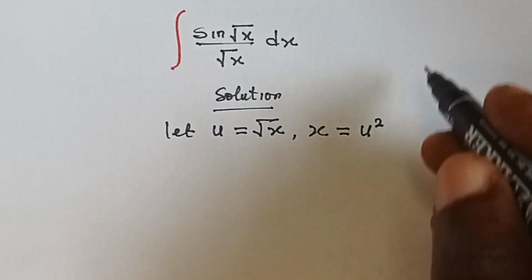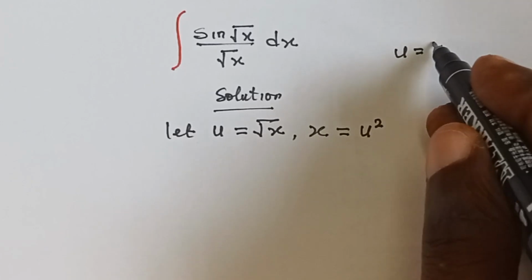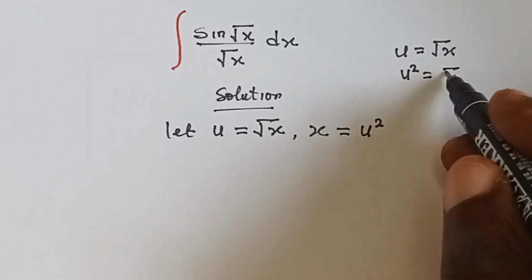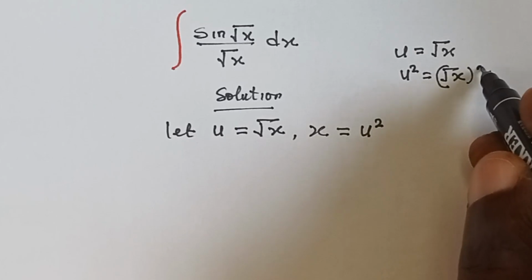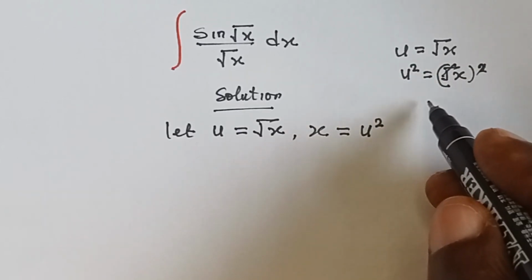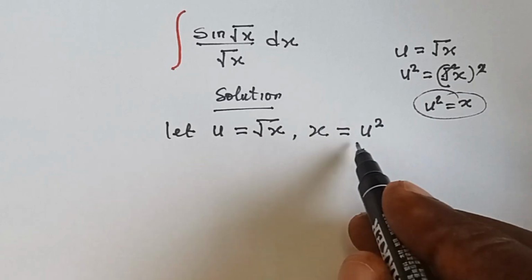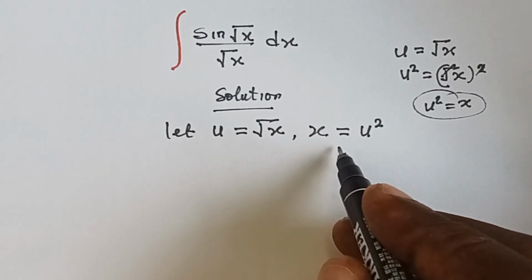Okay, so how do I get it? From u equals root x, we square both sides. If you square both sides, the square here will cancel the square root, and then we have our u squared equals x, and that is where I got this from.